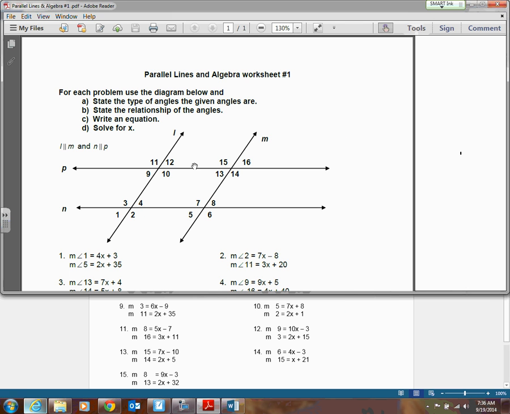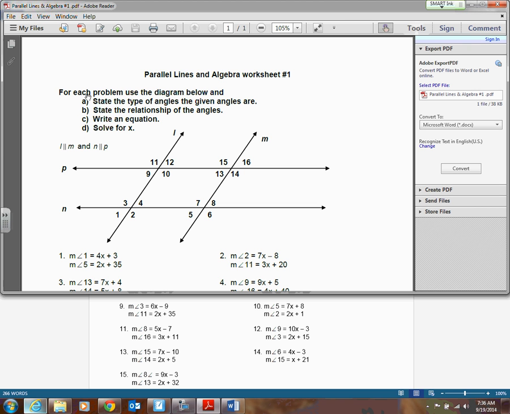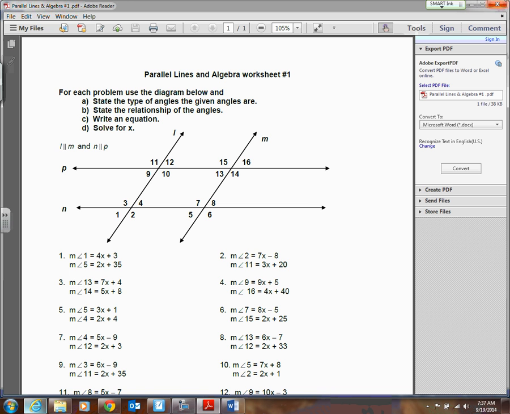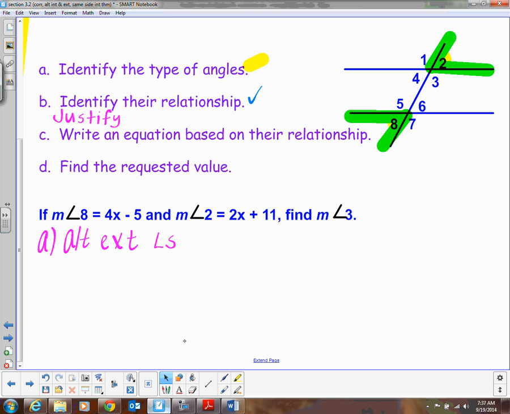Okay, there's number 1. I'm going to repost this and put an A, B, C. I'm going to do justification, and then D. C is justification, write the equation, solve for X. I've only asked you to solve for X. I haven't asked you to go any further on this one. All right, let me bring up the notes.